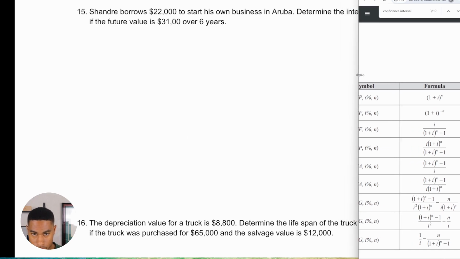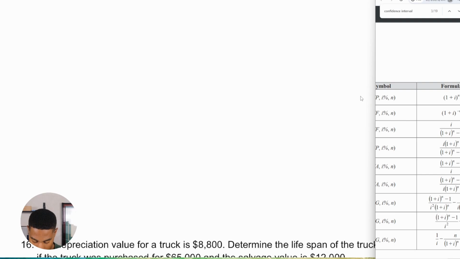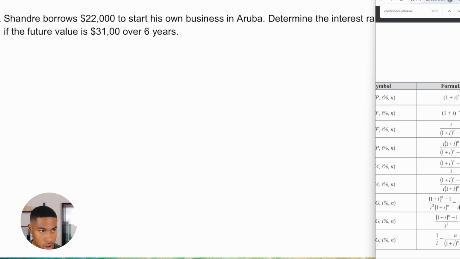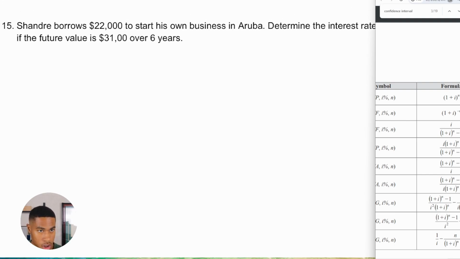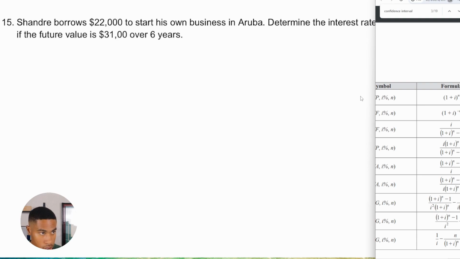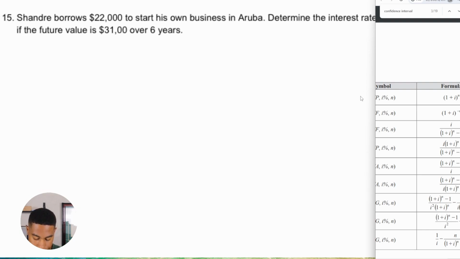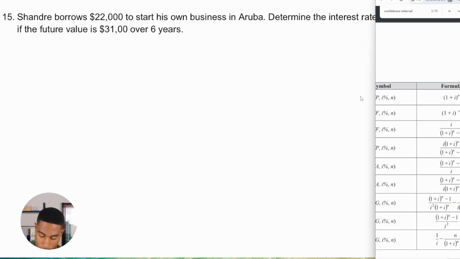So for this one, Chandra borrows 22,000 to start his own business in Aruba. Determine the interest rate if the future value is 31,000. That should be 31,000 over 6 years.